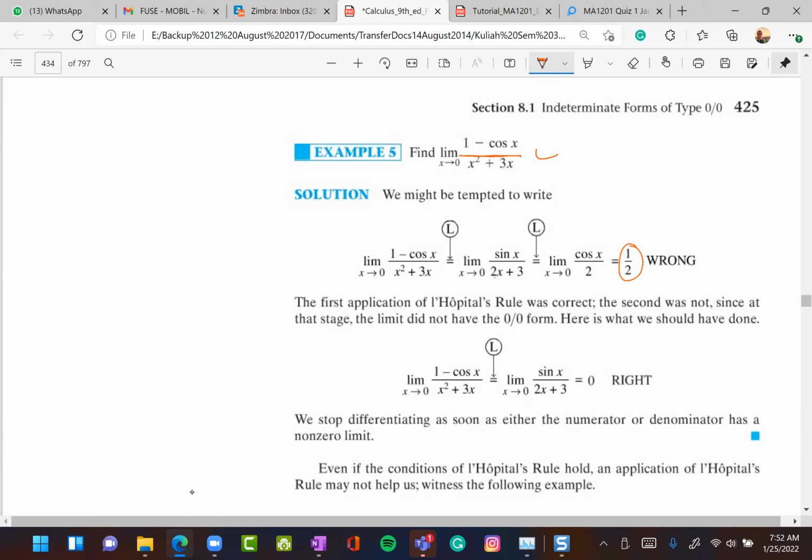But this is wrong. Why is this wrong? Let's see this one here. If you plug in 0 to this one, well, this is correct. But the second one, if you plug in 0, this is 0 over 3, so this is not an indeterminate form.